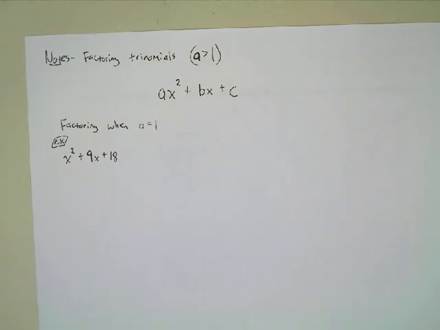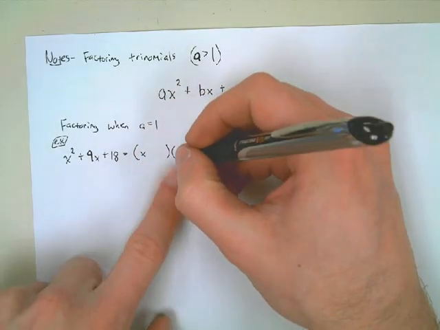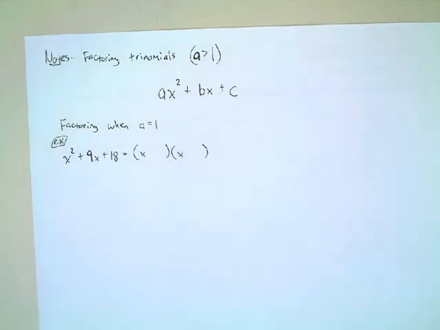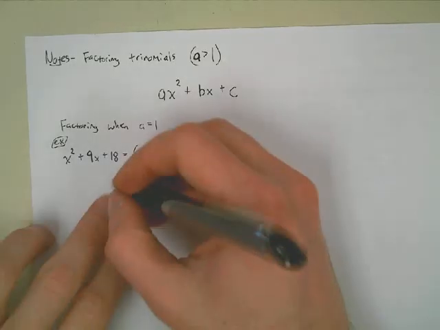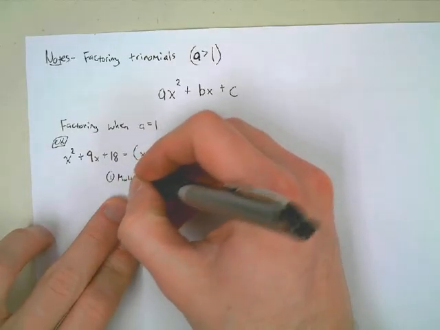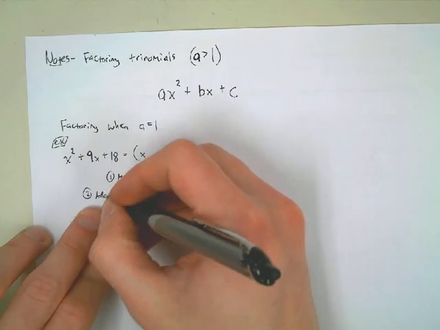Our goal here is to come up with two numbers. We know this is going to equal x plus or minus something times x plus or minus something. We need two numbers that multiply to make what in this case? 18, but add to make what? 9. So we need numbers that multiply to 18 and add to make 9.